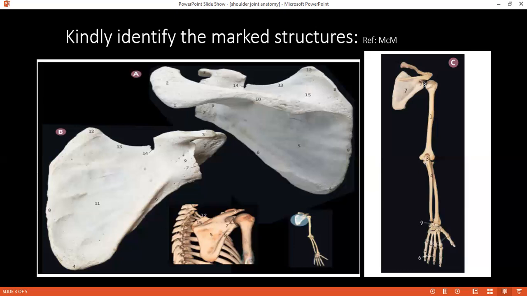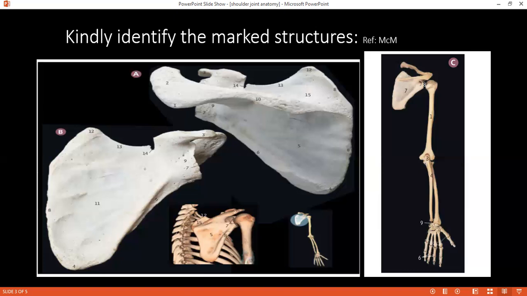Can you please tell me what you understand by the term rotator cuff? Rotator cuff muscles are a group of muscles which support the shoulder girdle, and they help in external rotation and rotation at the shoulder joint. And what are the muscles called rotator cuff muscles? They are the supraspinatus, infraspinatus, teres minor, and subscapularis muscles.